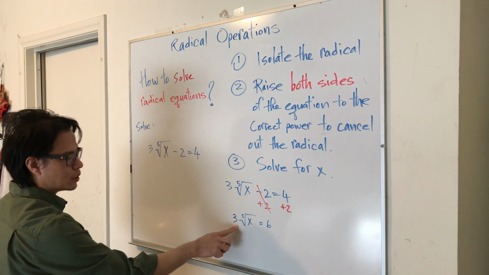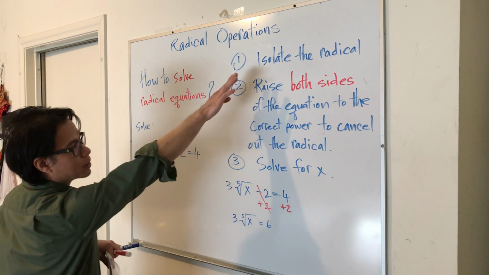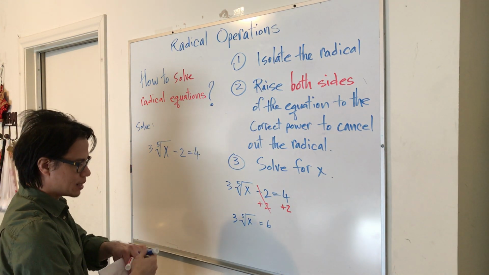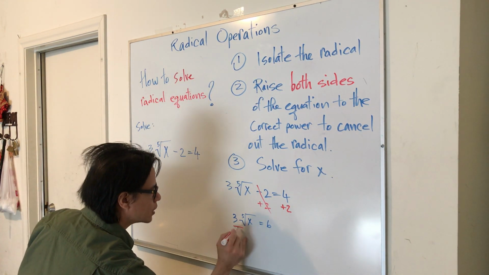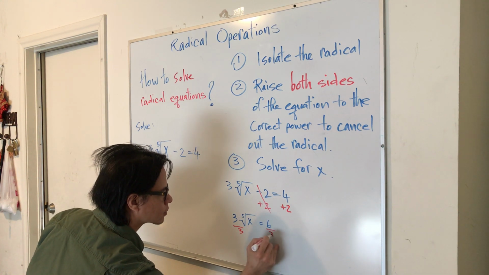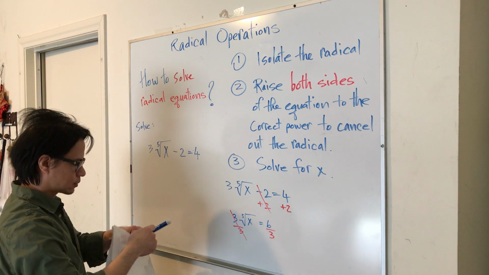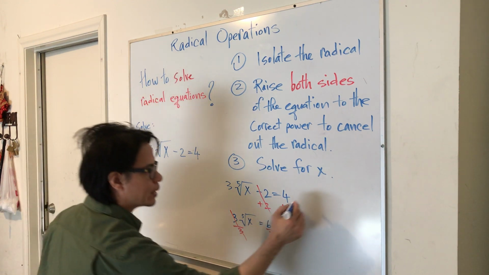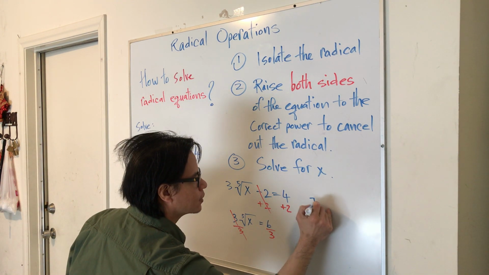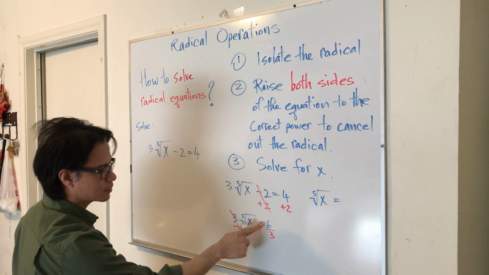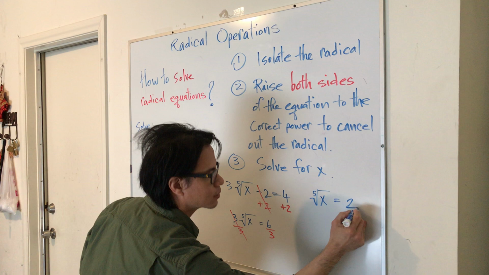Okay, so I want to get rid of the 3 here. Remember, we're trying to isolate the radical, so get the radical term by itself. So let's get rid of the 3 here. Cancels out. So we have the 5th root of x equals 6 divided by 3.